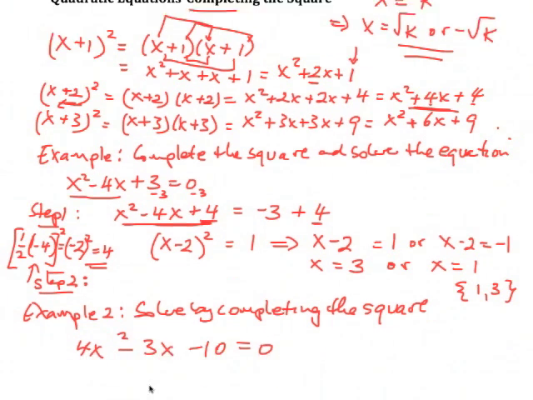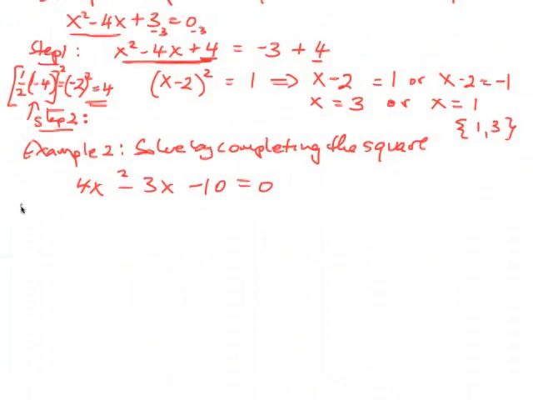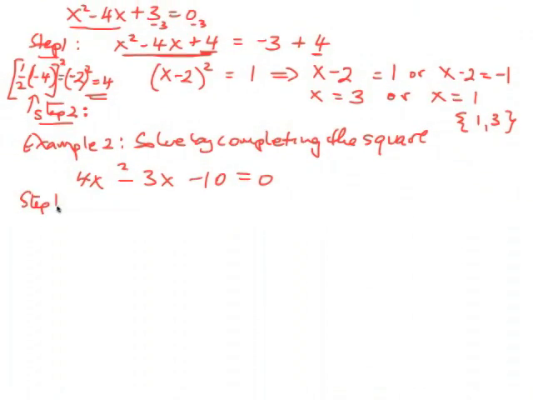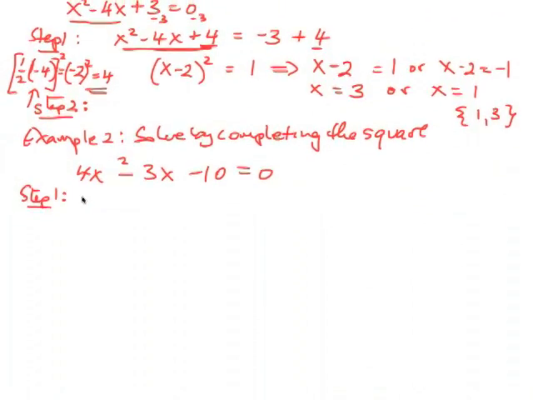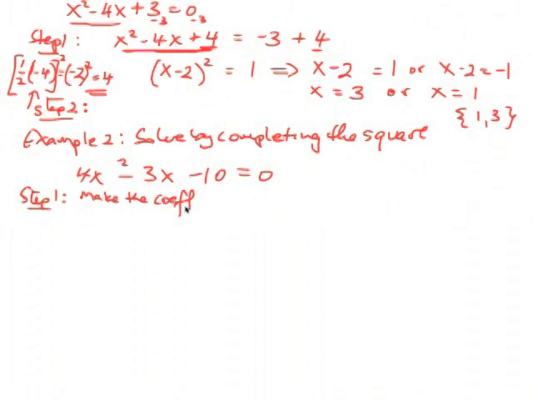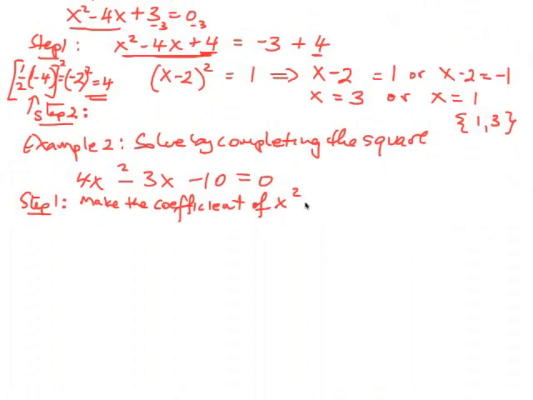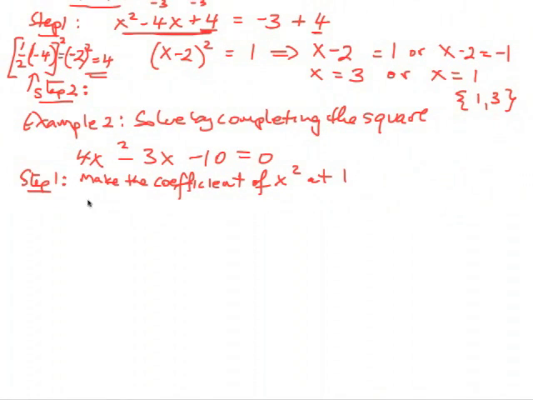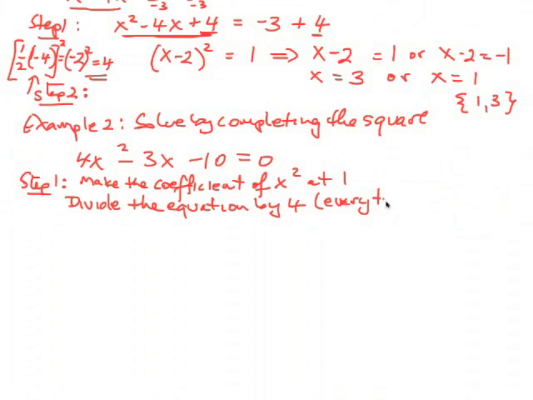All right. Now notice here that we have a 4. So now our step 1 is make the coefficient of x squared a 1. Now to do that we need to divide, all right, the equation by 4. That means every term.